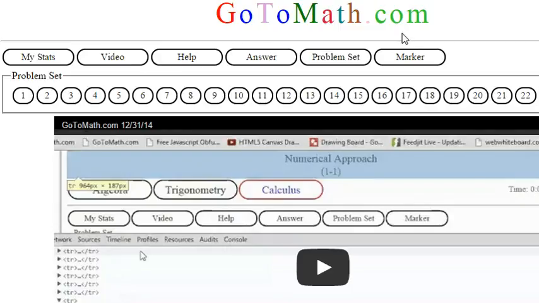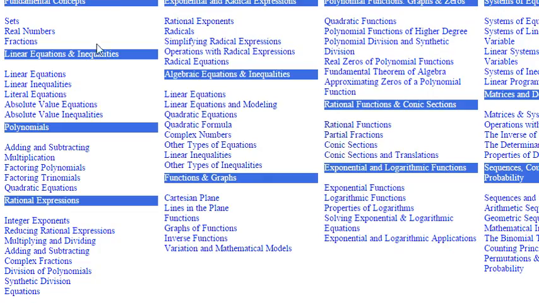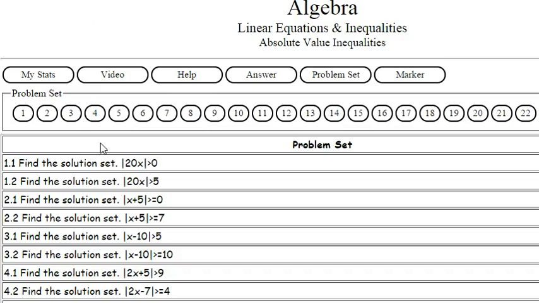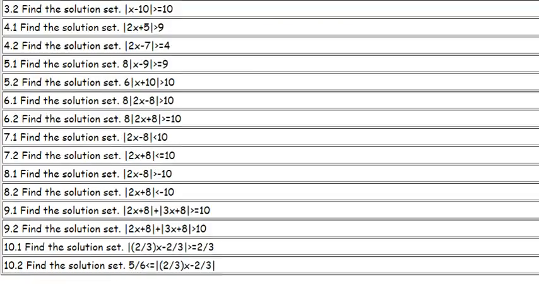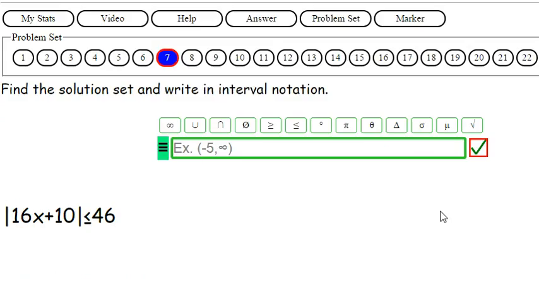Okay, we're over here at gotomath.com. Click on algebra. Let's go down to absolute value inequalities. And I guess we're looking at 7.2. So let's write this down.